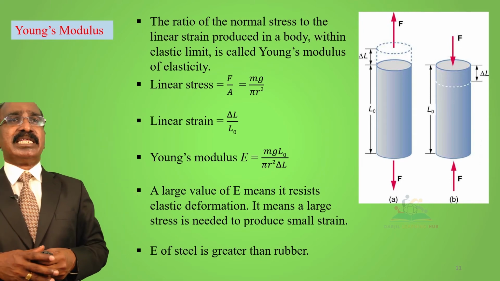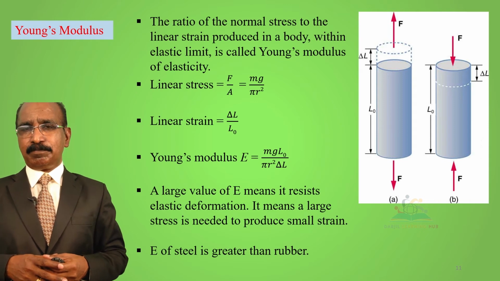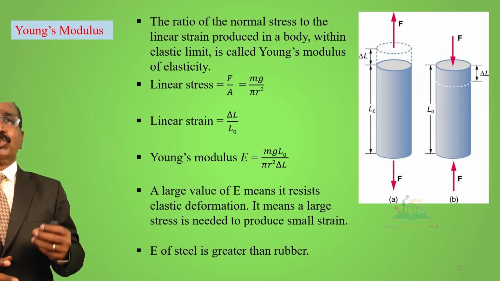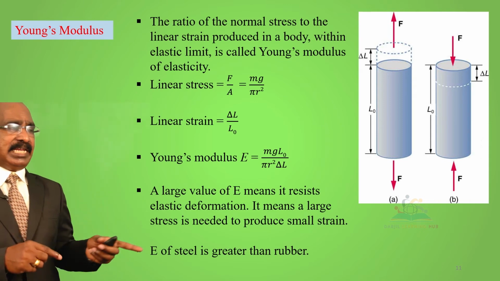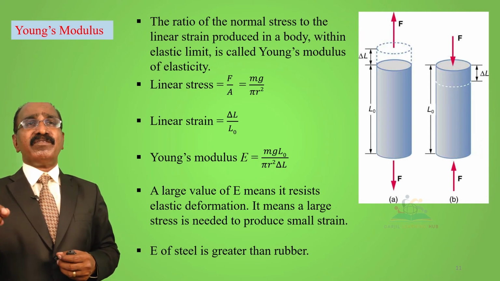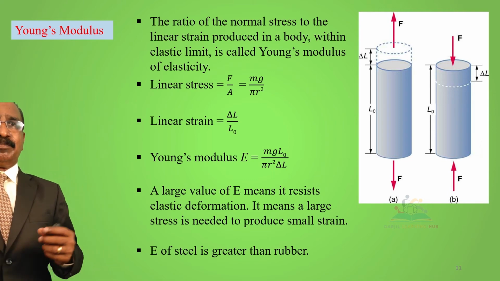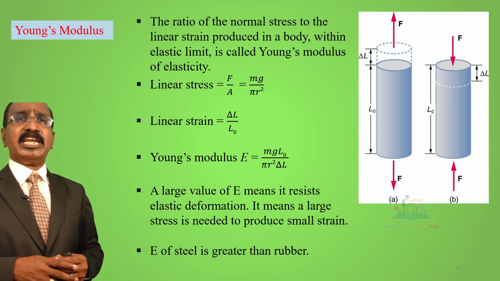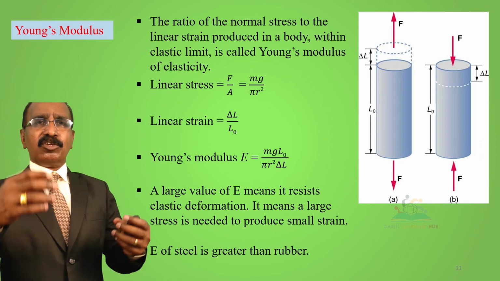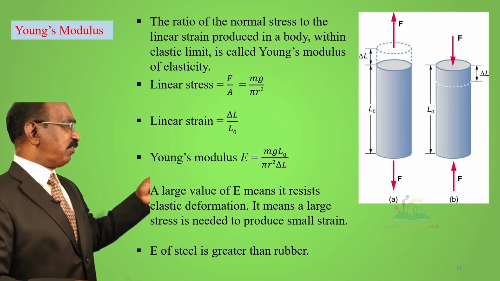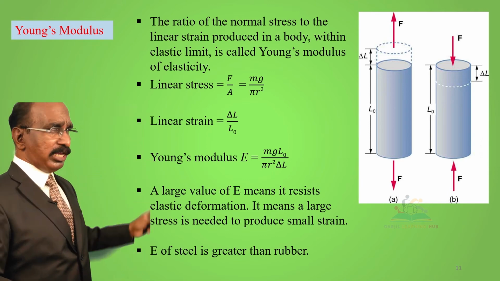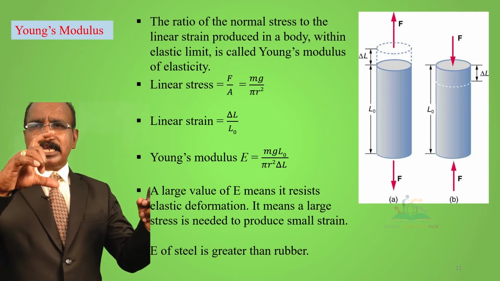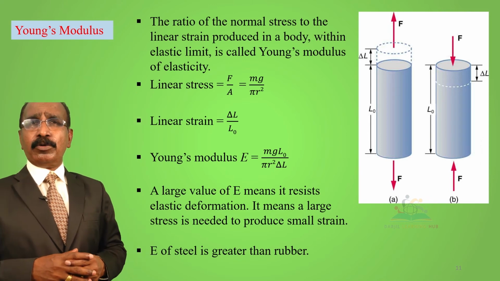First one is the Young's modulus of elasticity. It is defined as the ratio of the normal stress to the linear strain produced in the body within the elastic limit. That means, imagine you have a wire or a rubber band, whatever it is. I have given an example. I have shown a body. That body has the length L0.